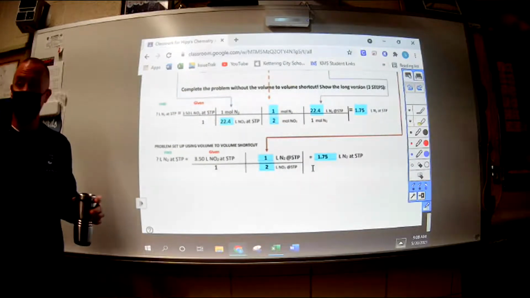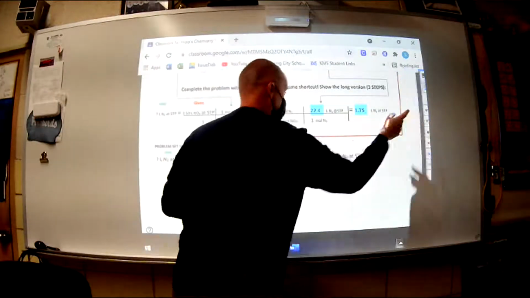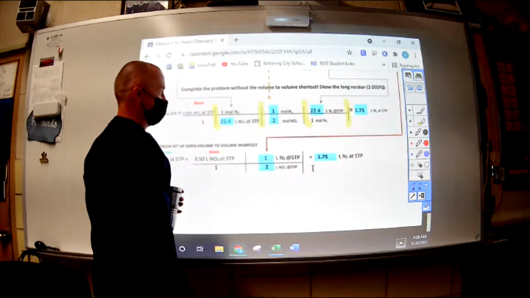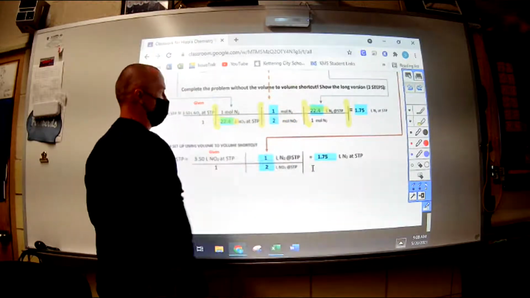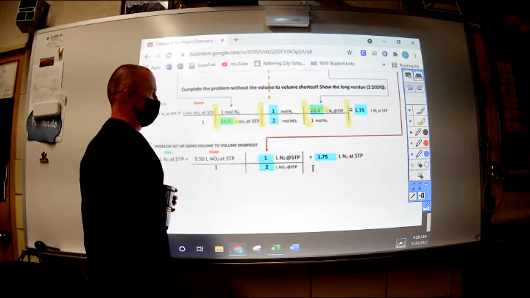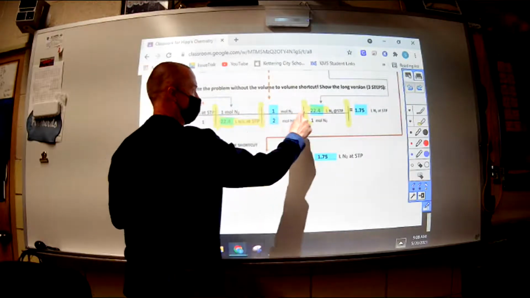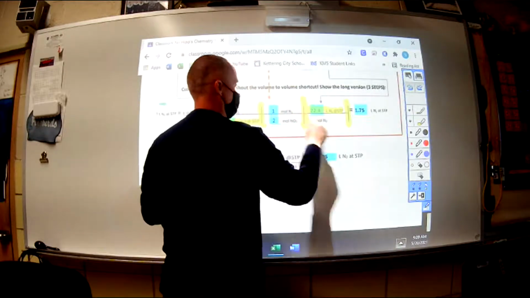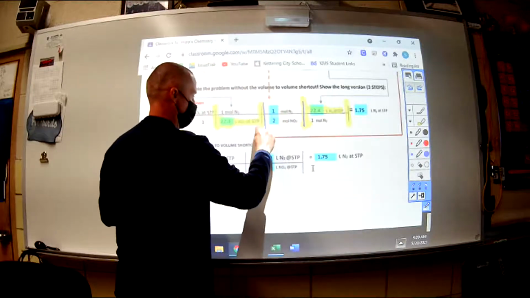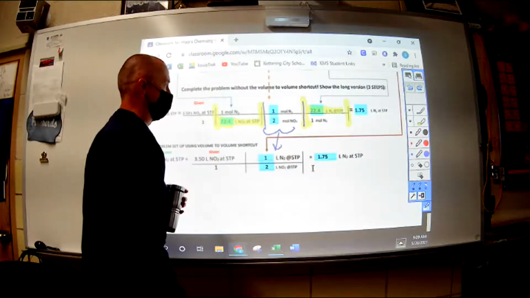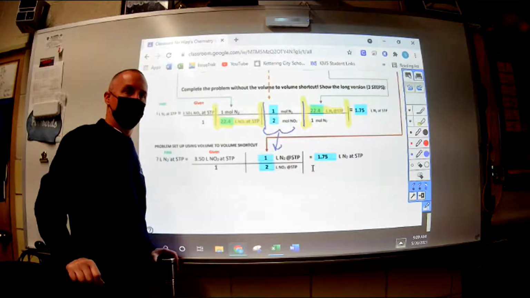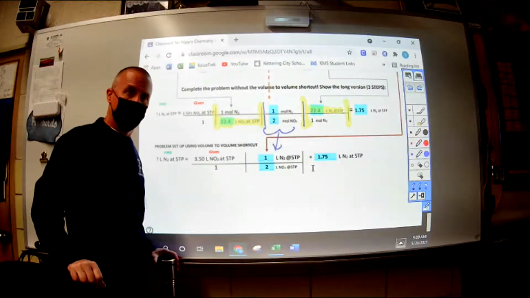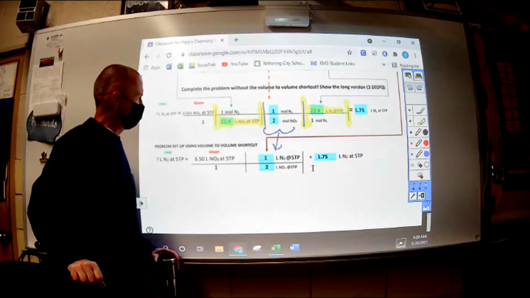Because of why? They cancel out. Beautiful. This first expression is canceled by that expression. The 22.4s are gone. The 22.4 on the bottom is canceled out by the 22.4 on the top. That leaves us with just this middle. There it is. It leaves us with just the middle one. It's fantastic, really. And it says a lot about the properties of gases.